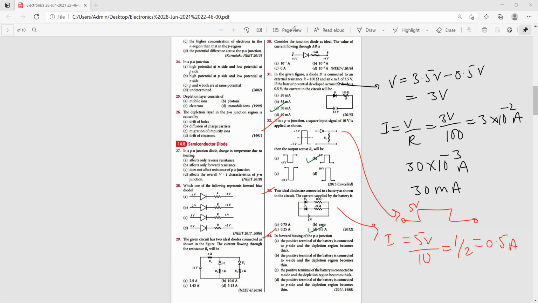So here, in forward bias, the positive terminal of the battery is connected to P side and negative terminal to the N side of the PN junction. Forward bias voltage opposes the potential barrier. Due to this, the depletion region becomes thin. So for 34th one, this one is the right answer.